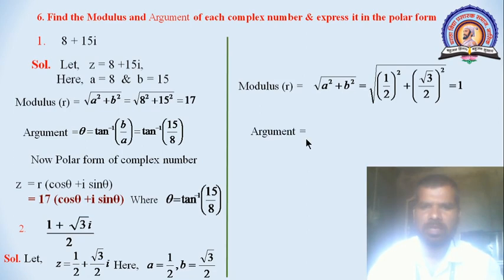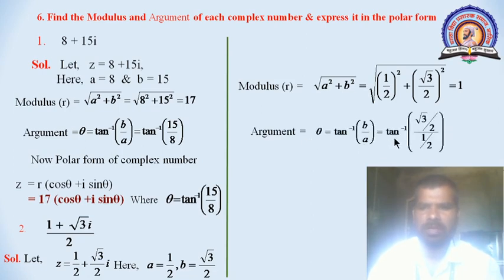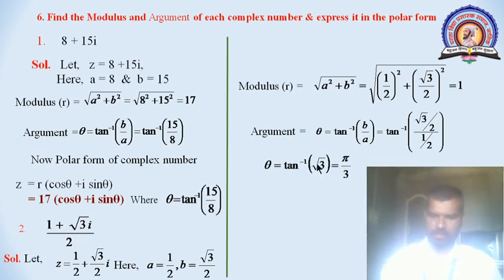Argument theta is equal to tan inverse of b by a, which is equal to tan inverse of root 3 by 2 upon 1 by 2. The 2 gets cancelled, so we get tan inverse of root 3, and tan inverse root 3 is equal to pi by 3, because tan pi by 3 is root 3, so tan inverse root 3 is pi by 3.